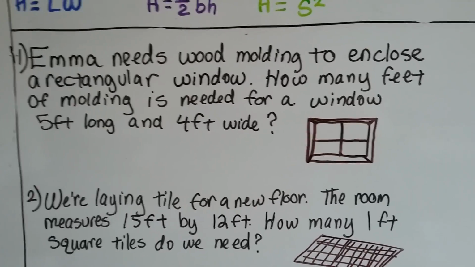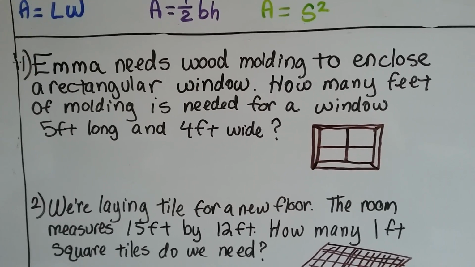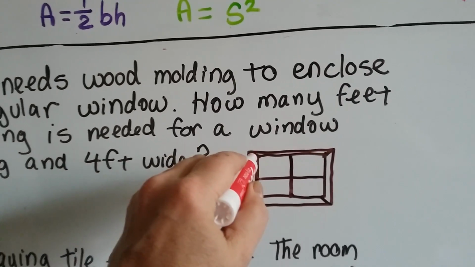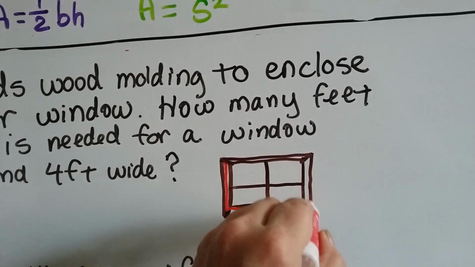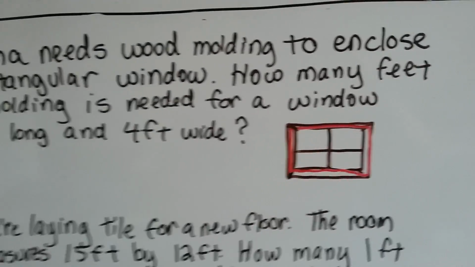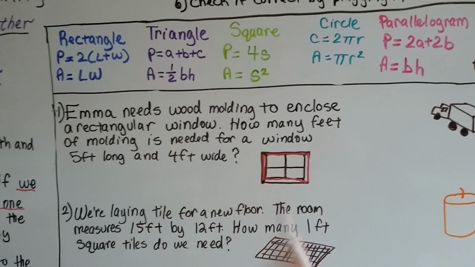Emma needs wood molding to enclose a rectangular window. How many feet of molding is needed for a window 5 feet long and 4 feet wide? Well, you know the molding goes around the outside edge here, right? It goes around the outside of the window. We wouldn't want to cover the glass up with wood now, would we? So what formula would fit that problem?